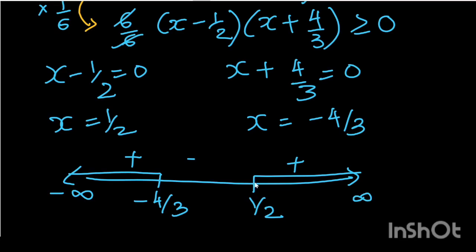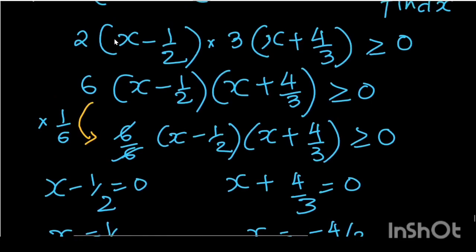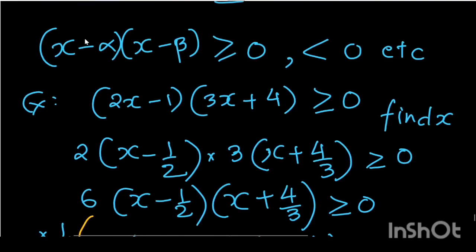Since the question is asking for greater than or equal to, we will include these endpoints, which is the same as if you directly equate 2x minus 1 to 0 and 3x plus 4 equals 0, and directly get this instead of me using this. This is a way to convince you that whatever the coefficients might be, as long as they are positive, we can use the same formula for greater than or less than.